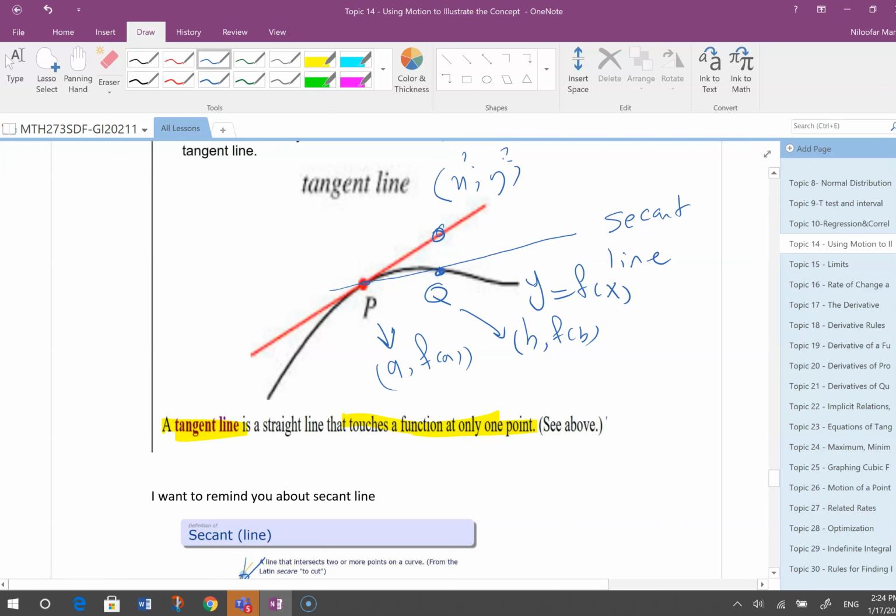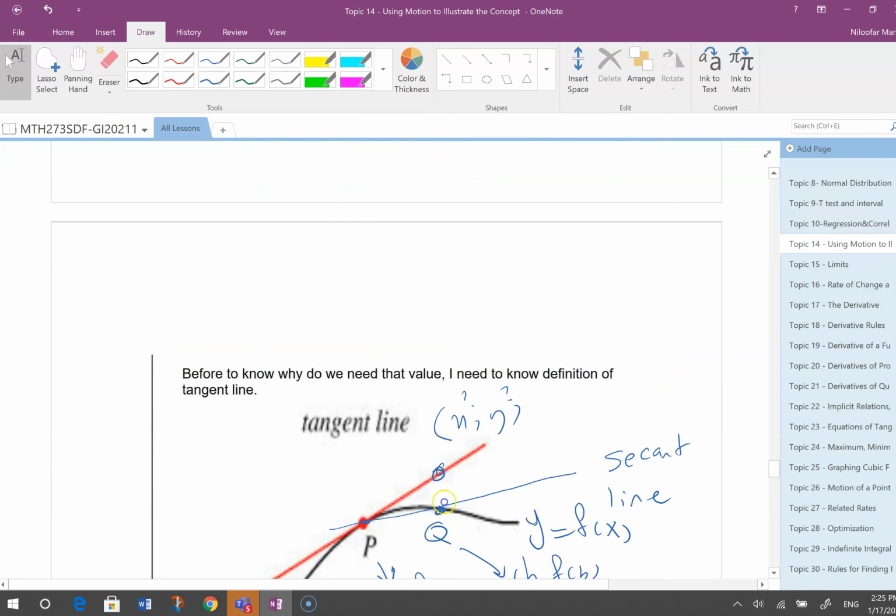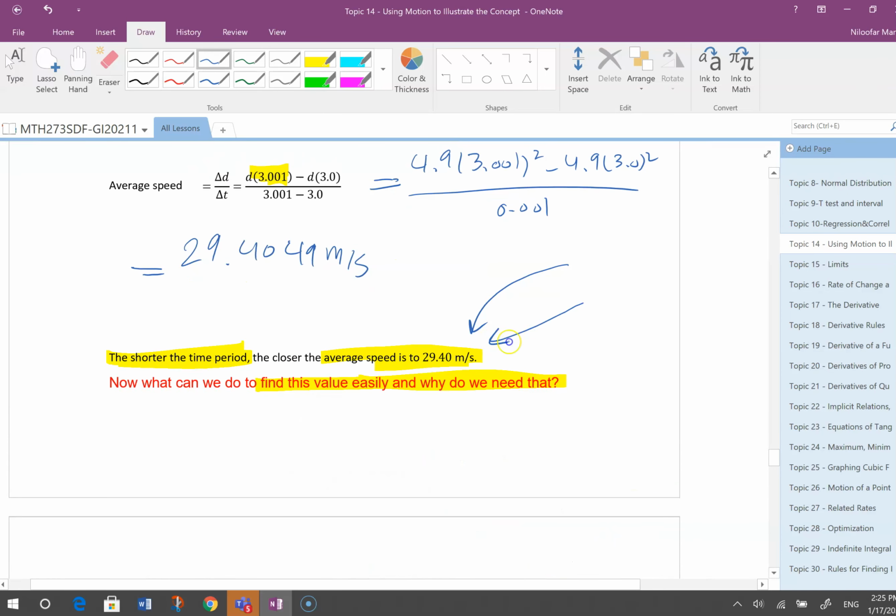So what can I do? I just have one point which I know. I just have A and f(A). Everything else on the red line, I don't know. What should I do? I would say, how about f(A) minus f(A) over A minus A? Oh, this is 0 over 0. No, that's not defined. So the reason I need to know this lesson, and how I can find this value easily, is the slope of the tangent line.